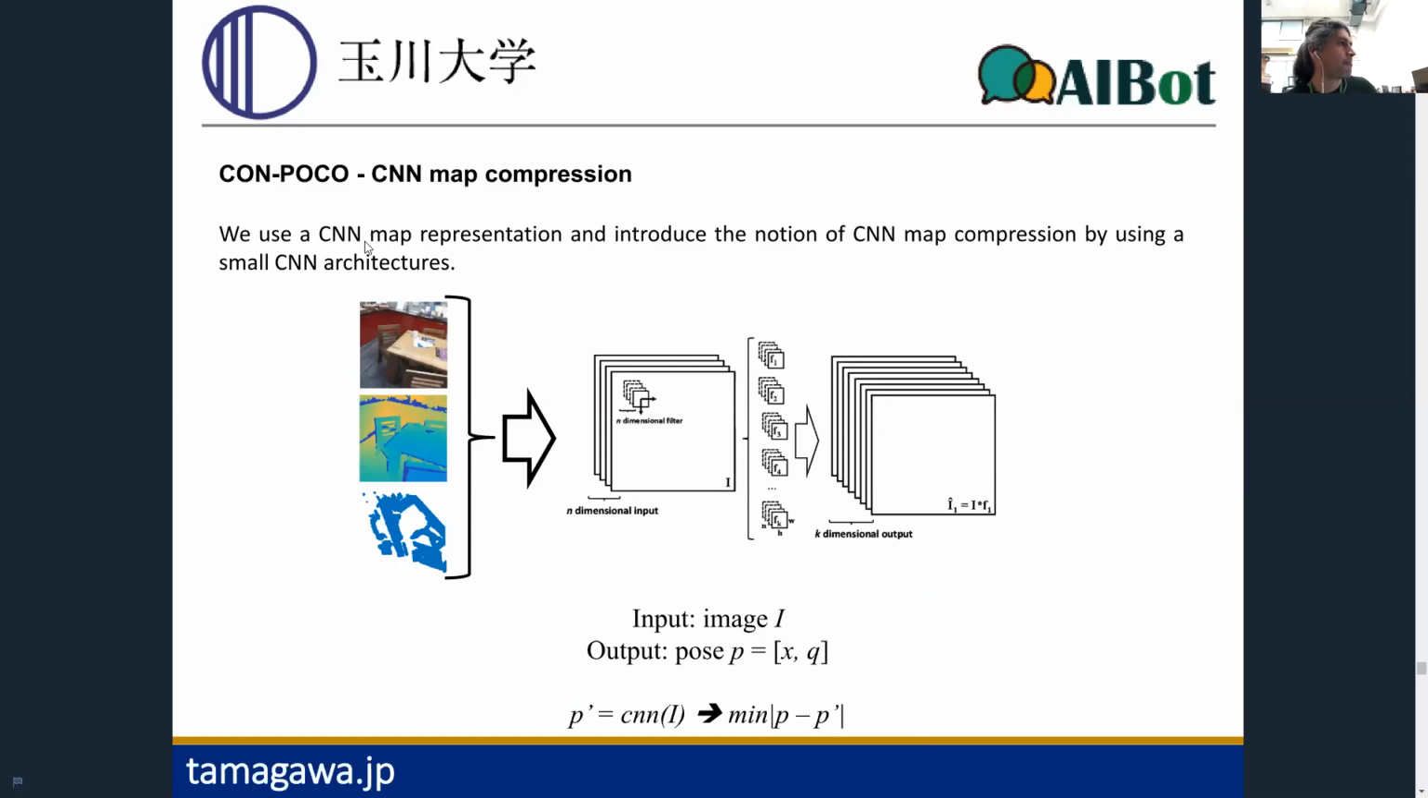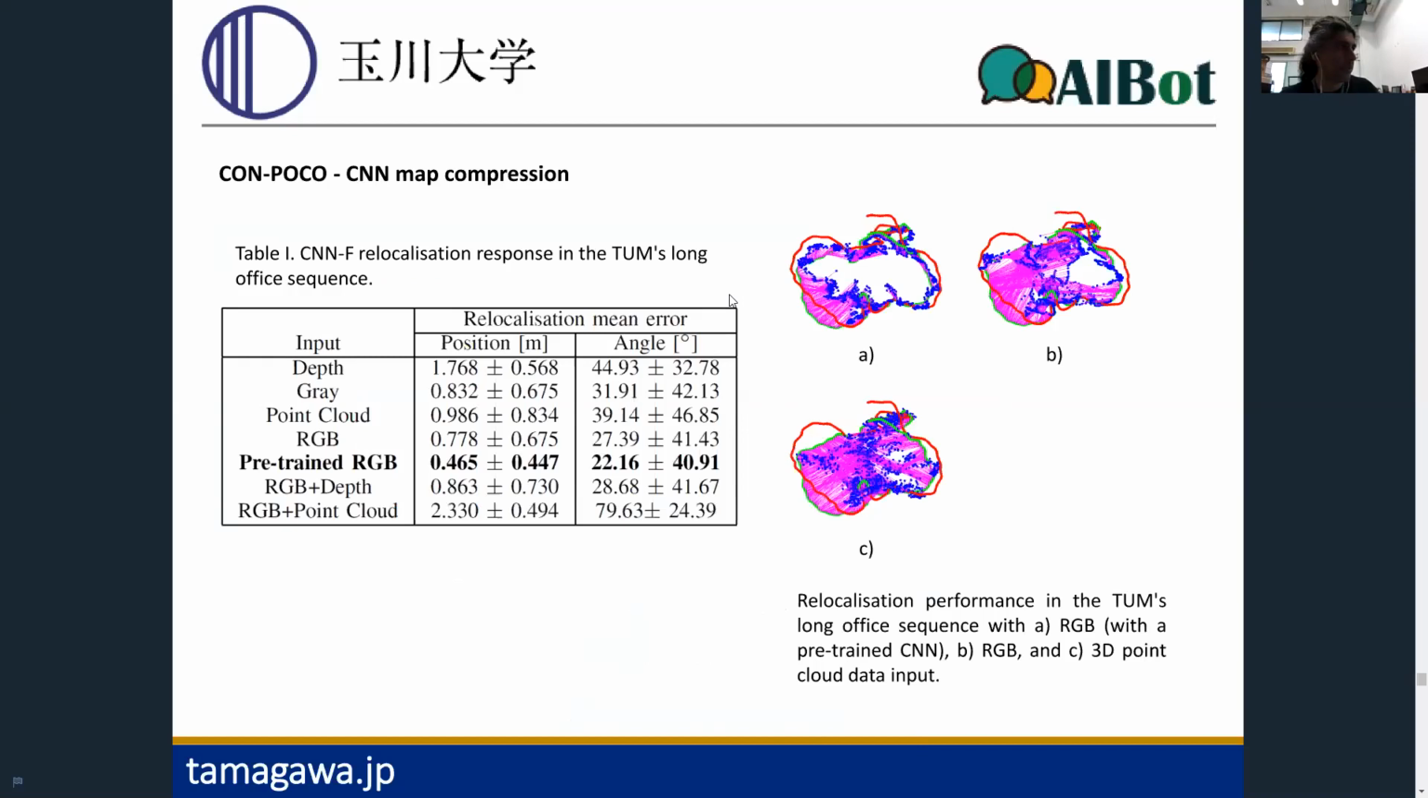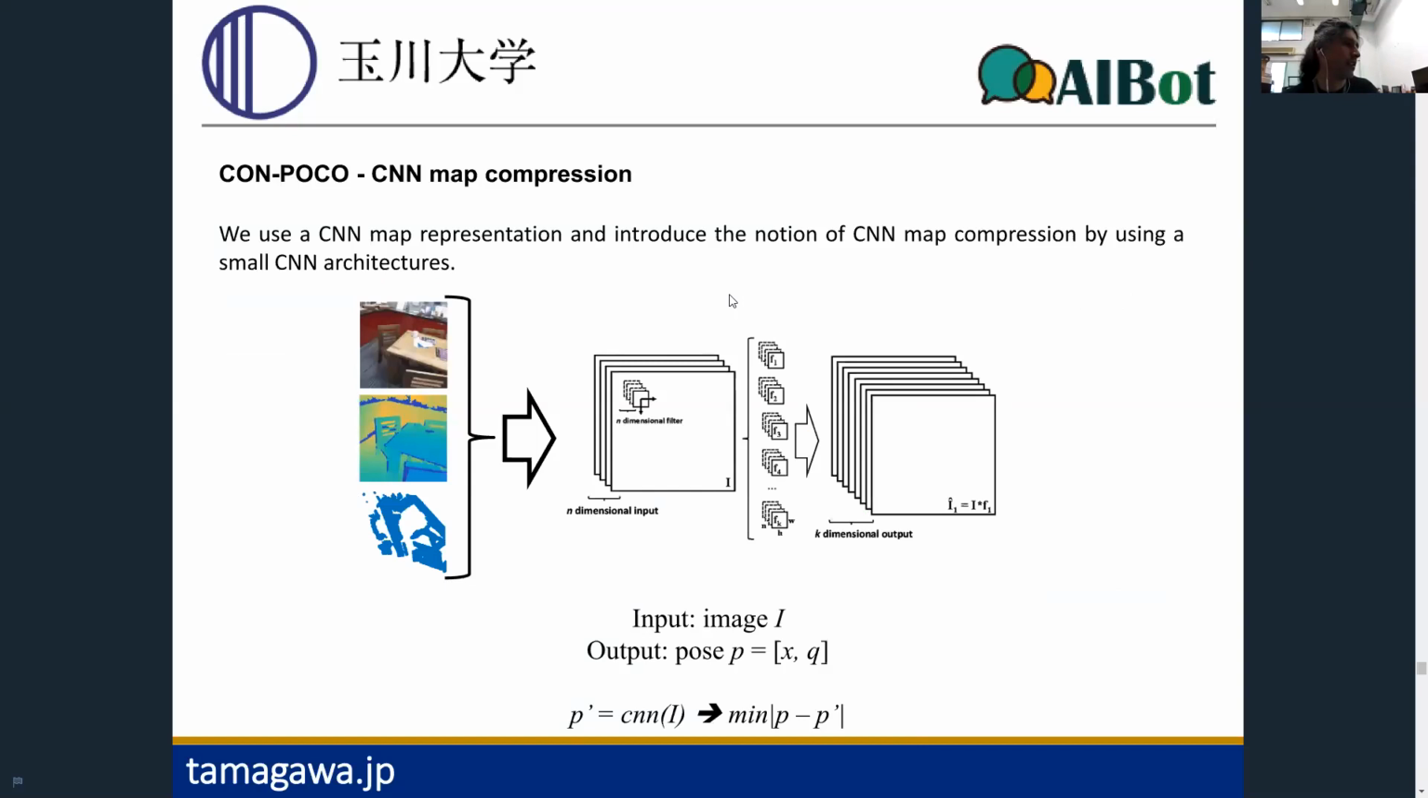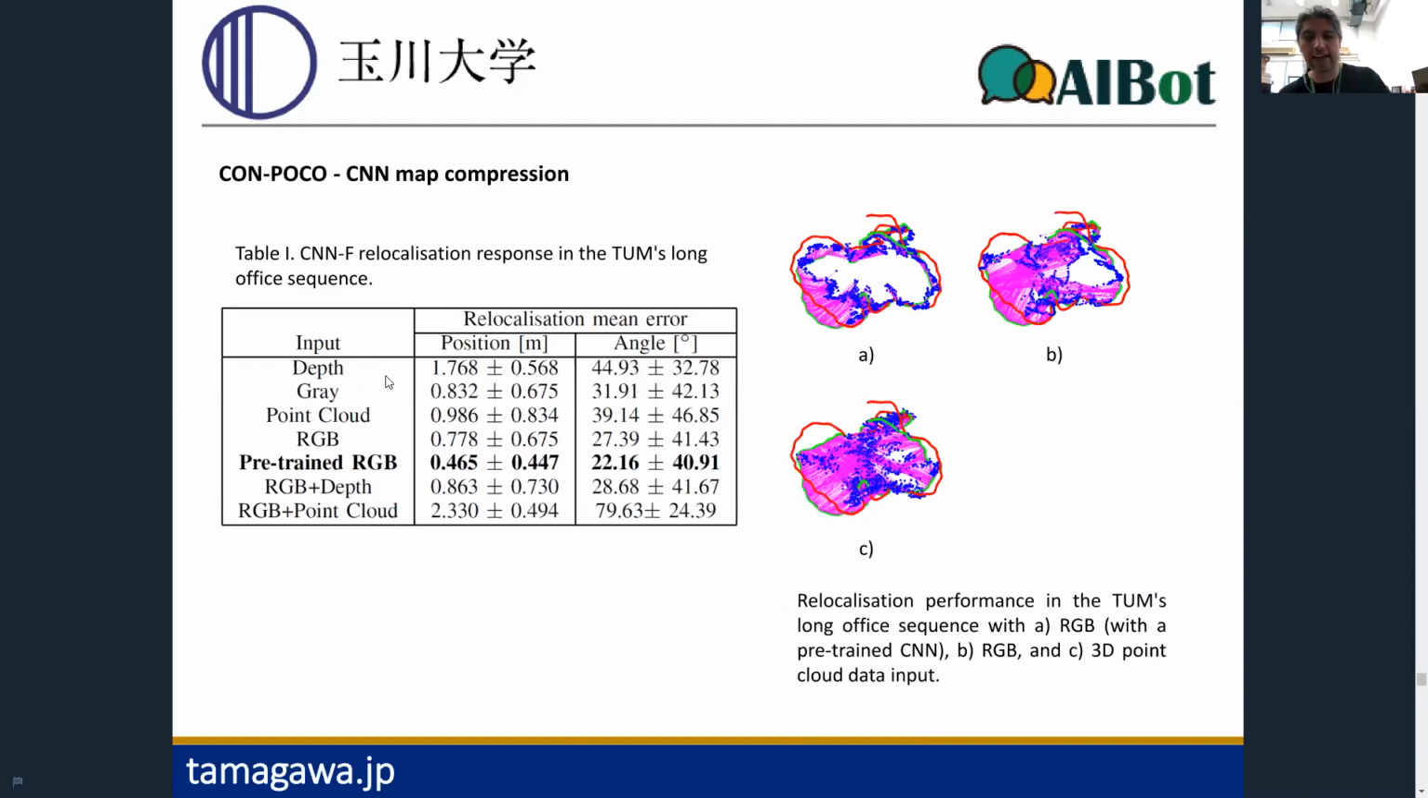So we have tested it like this. We use a VGG neural network representation. We first tested which kind of input data is more important to represent the world. So we tested the depth information only. We tested an image in grayscale. We tested only the 3D points, the color image. We tested this one as we use VGG.